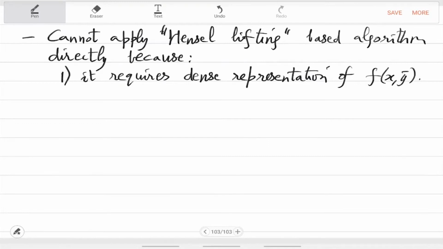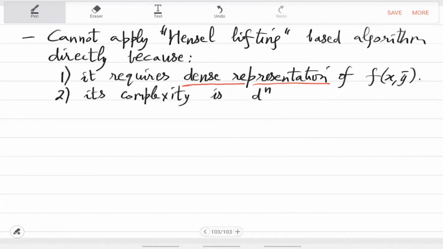So dense representation is this monomial by monomial representation. And even if you learn this dense representation by some learning algorithm, it will be too big. Its complexity is d raised to n. So that's exponentially high compared to polynomial in dn. You want polynomial in dn, but this is d raised to n, which is exponential as n grows arbitrarily.